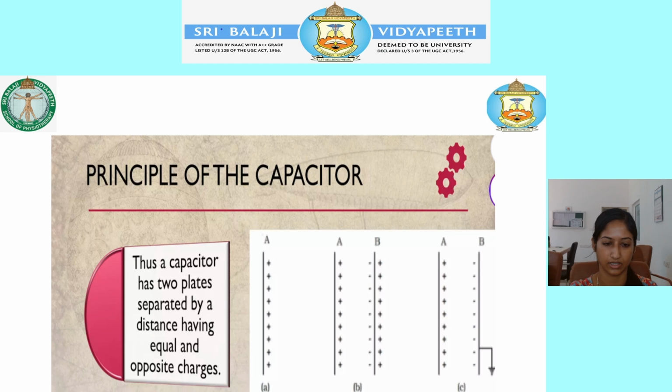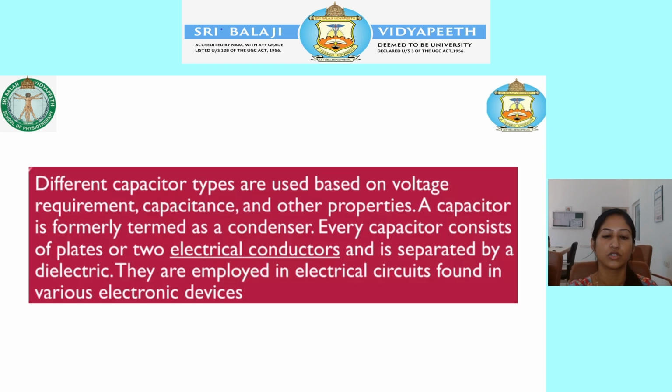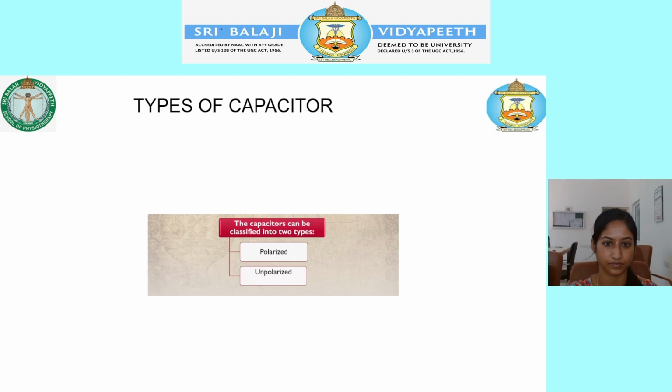Principle of capacitor. The capacitor has two plates separated by a distance, having equal and opposite charges. Different capacitor types are used based on the voltage requirement, capacitance and other properties. A capacitor is formally termed a condenser. Every capacitor consists of two electrical conductors or plates separated by a dielectric. They are employed in electrical circuits found in various electronic devices.